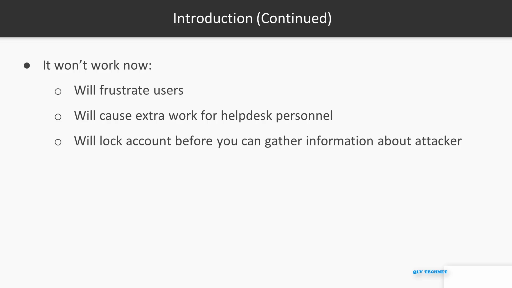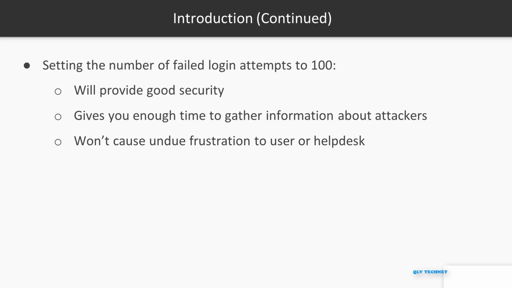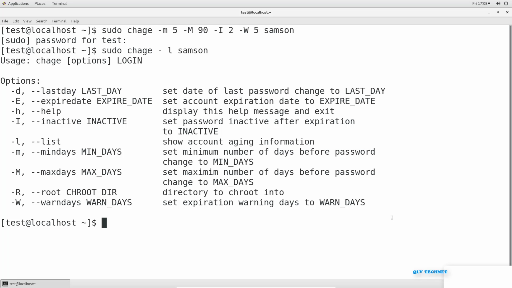Setting the lockout value to something more realistic, like 100 failed login attempts, will still provide good security, while still giving you enough time to gather information about the attackers. Just as importantly, you won't cause undue frustration to users and help desk personnel. Anyway, regardless of how many failed login attempts your employer allows, you'll still need to know how to set it all up.